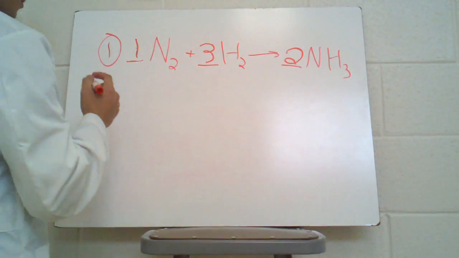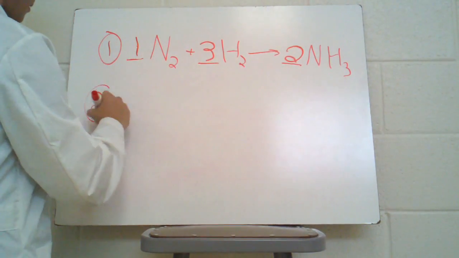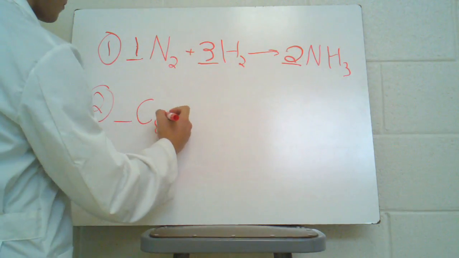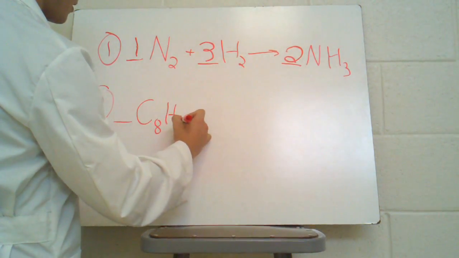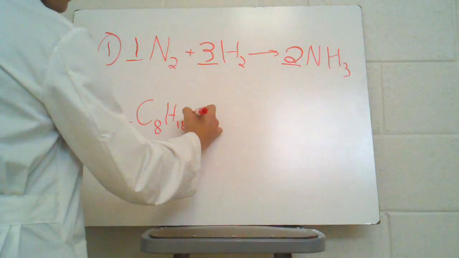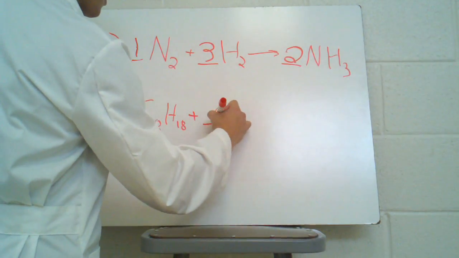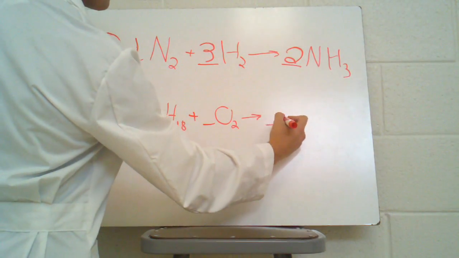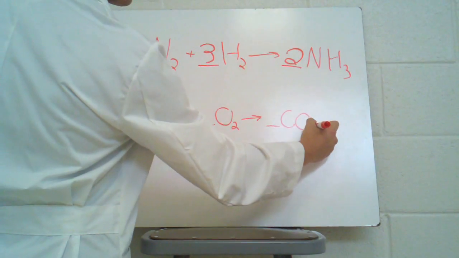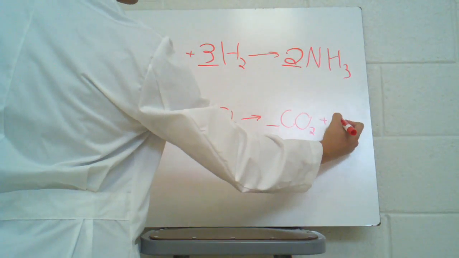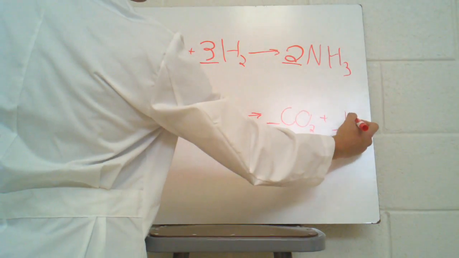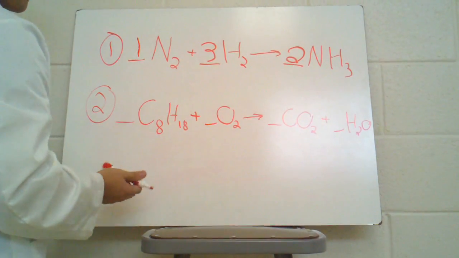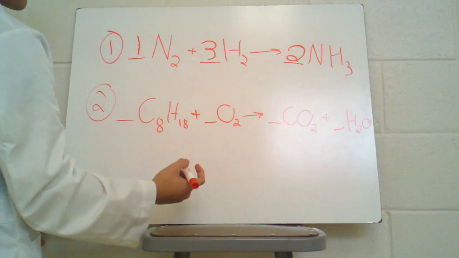Now, for problem number 2, we have a complex combustion reaction. We start off with C8H18. We add to that some oxygen in order to make CO2, carbon dioxide, plus water. Alright, we're going to start by balancing the carbons first.